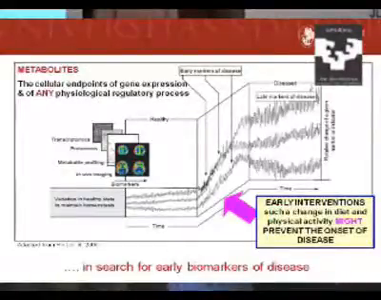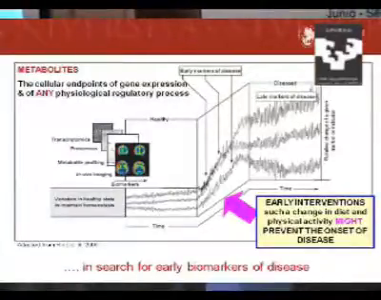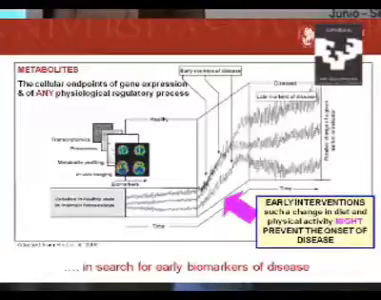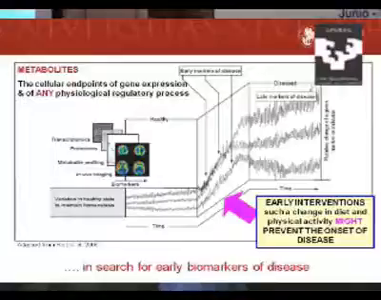Of course, this is very, well, it's not the reality, but idealistic. But well, this is the main goal of metabolomics in looking for biomarkers of early disease.